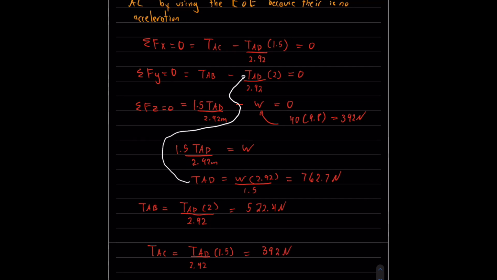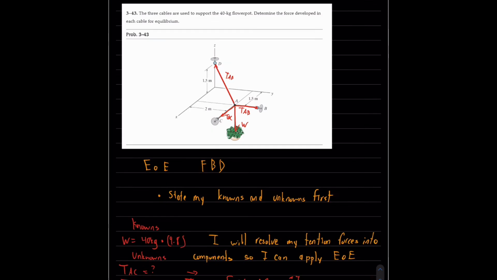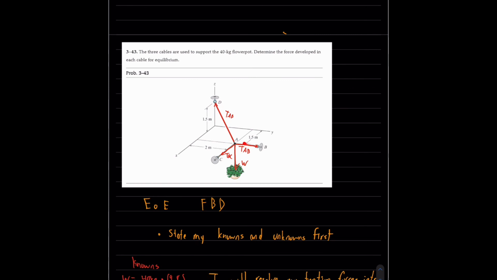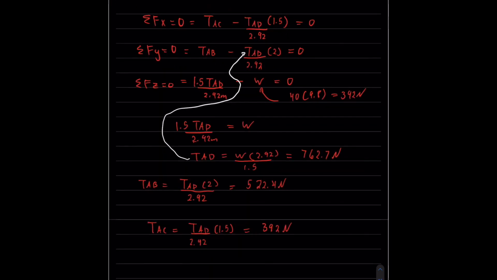Okay, I'm going to plug that in, and tension AC will give me 392 newtons. So these are our answers. Tension AD is going to be equal to 762 newtons, tension AB is going to be equal to 522.4, and tension AC is going to be equal to 392 newtons. That's the force along each of these cables. And the force of the weight here is evenly distributed throughout these entire tensions. Okay, I am finally done, and I'm glad I'm done. Alright, goodbye.